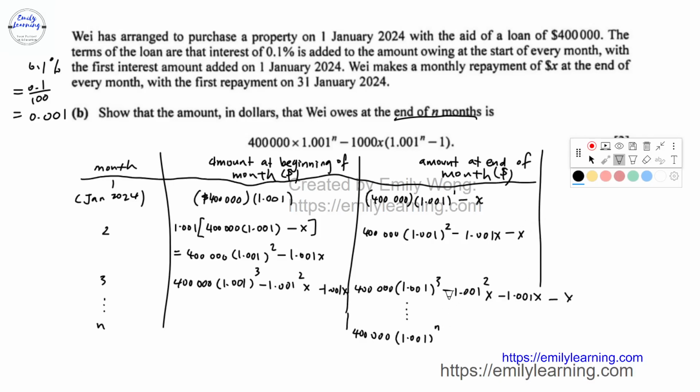Next, we know that you still have this portion here, right? In the first month, there is one term here, which is minus X. In the second month, there are two terms here, minus X and minus 1.001X. And if you take a look at this, this looks a bit like a GP, right?